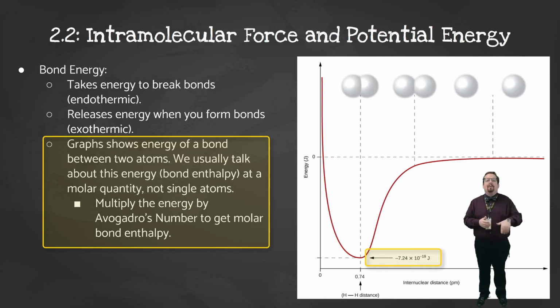So to find the molar bond enthalpy or bond energy, you just multiply the value on the graph by Avogadro's number. This tells us that to break the bonds in 1 mole of this substance and cause the atoms to separate apart, we would have to add 436,000 joules. Alternatively, if we were to go in the opposite direction and form the bond between these two atoms, it would release 436,000 joules of energy.